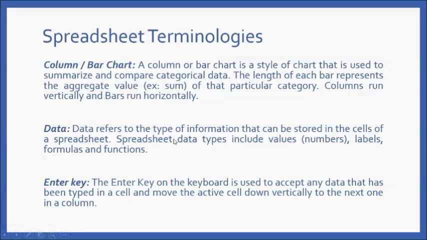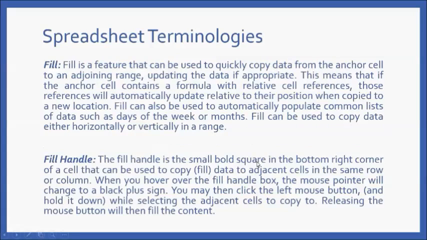Data refers to the type of information that can be stored in the cells of a spreadsheet. Spreadsheet data types include values or numbers, labels, formulas, and functions. Enter key on the keyboard is used to accept any data that has been typed in a cell and move the active cell down vertically to the next one in a column.